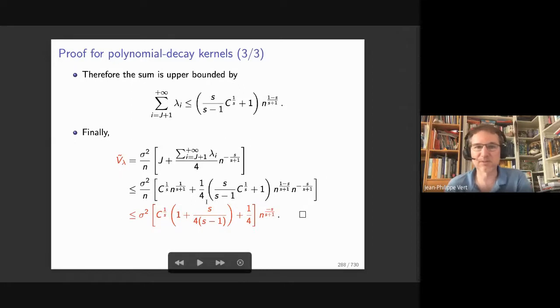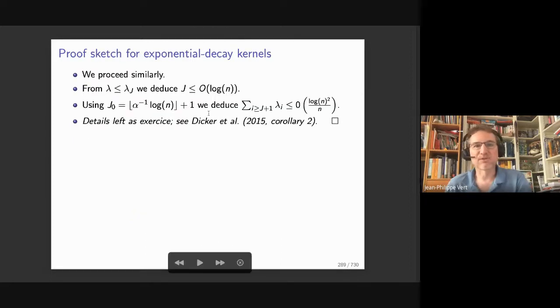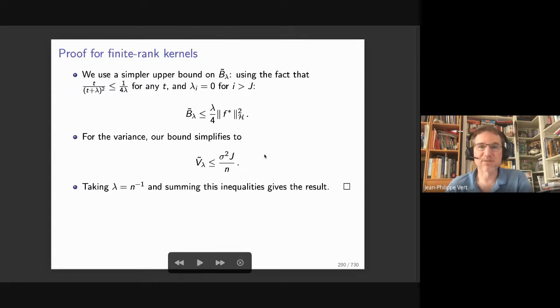Right, and so this is, for example, what's hidden in the big O notation. In the variance, for example, you get sigma squared, you get the n to the correct power, and then you have some extra term which in the theorem was hidden inside the big O notation. But here we have the exact expression. Right, so this is for the polynomial case. Basically the same for exponential, details left as an exercise. And by the way, if you want to check, again, there are papers that do that, and the same for finite rank kernels.